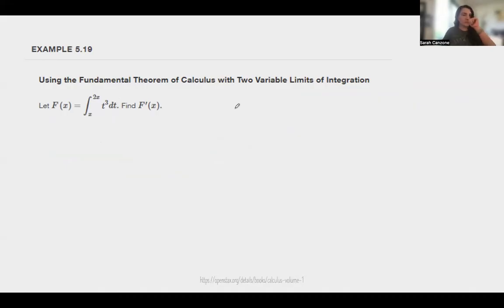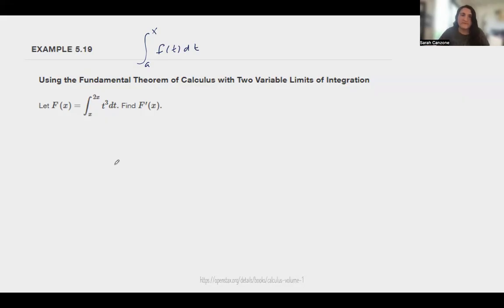So we know that in order to use the fundamental theorem of calculus part 1, it has to be the integral from a to whatever variable you have of your f of t dt, where your number is on the bottom and your variable is on the top. Here we have an issue. Our issue is that we have a variable in both spots.